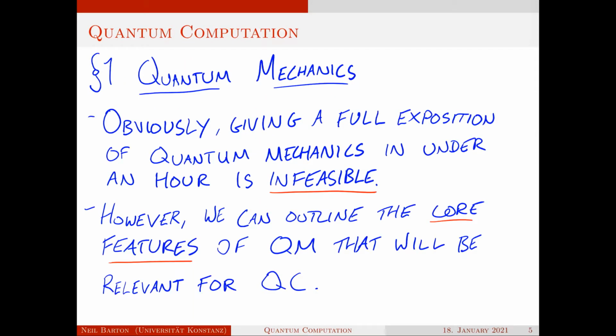Okay, so obviously giving a full exposition of quantum mechanics in under an hour is going to be pretty infeasible. But what we can do is outline the core features of quantum mechanics that are going to be relevant for quantum computing. In particular, what are the properties that we're going to leverage when it comes to defining what qubits are and then using the properties of these qubits to get speedup for particular kinds of problem, or possible speedup.